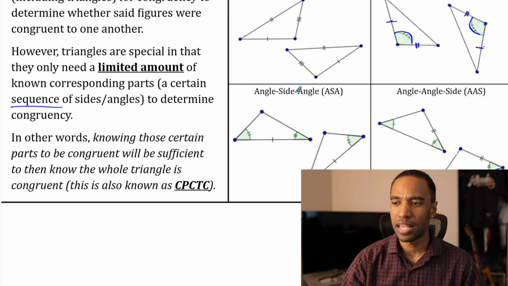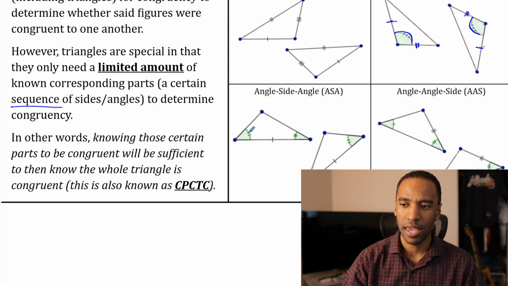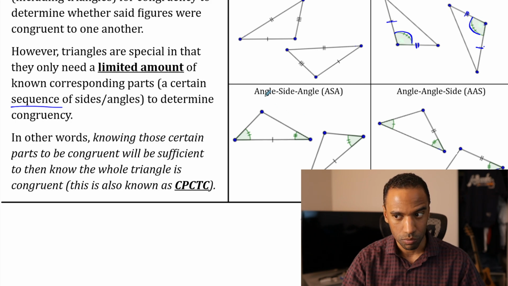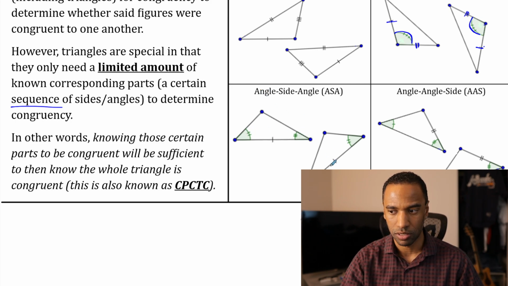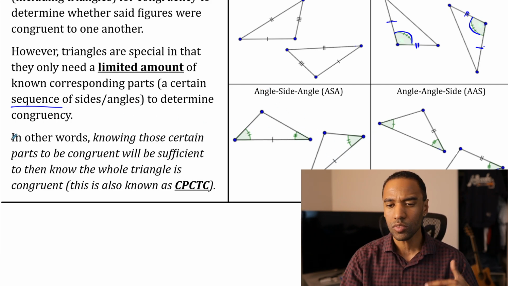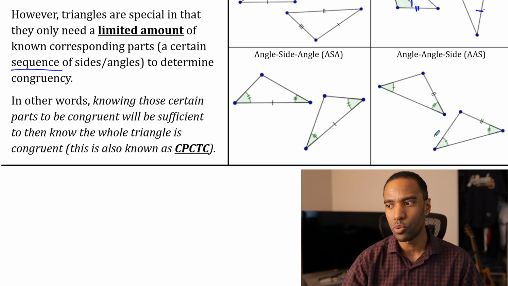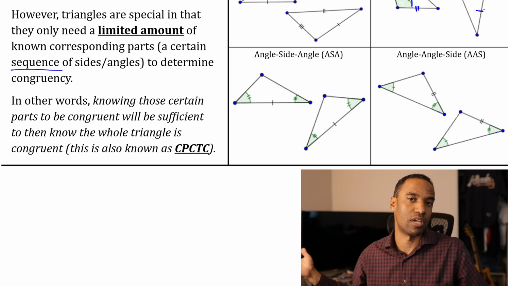Hey, what about angle, side, angle? Okay, well, if two angles were congruent, angle congruent to angle, angle congruent to angle, and the included side, the side in between those two angles, are congruent, right? That's how that works. Angle, side, angle. And that works. You can also have what's called angle, angle, side, AAS, where you do have two angles congruent and one of the sides outside of it.